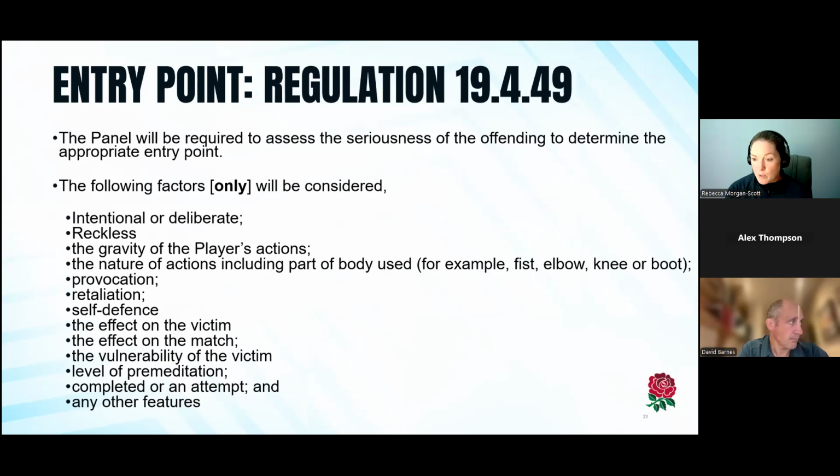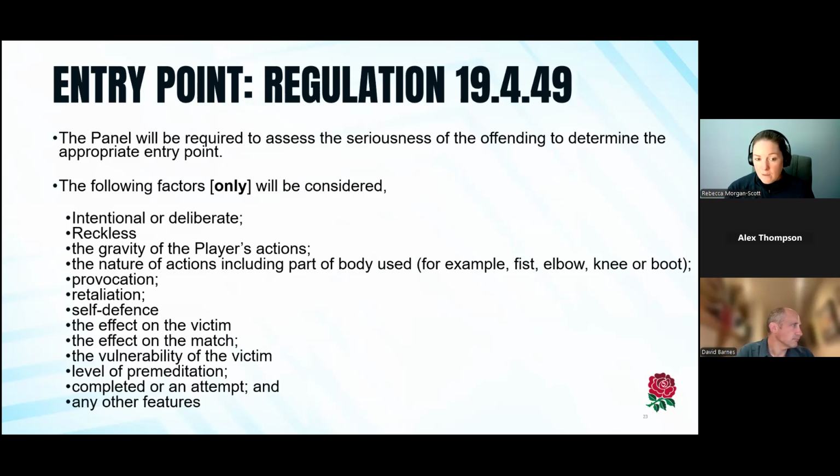So this is everything that happened on the pitch around the incident. Looking at the list, the first thing we have to look at is: is it intentional, deliberate, or was it reckless? For most panels, that's one of the most important things they'll be asked to consider. An intentional or deliberate act is always going to be a higher entry point than something that is reckless. It's just the nature of the way that the sanction is going to work.